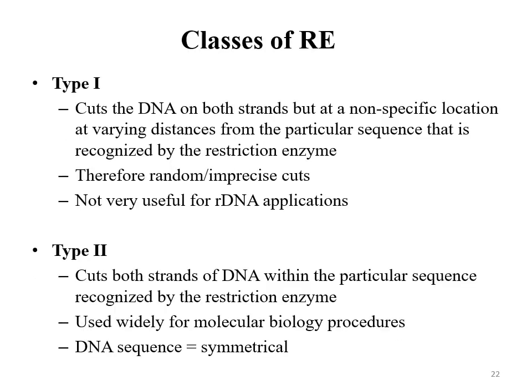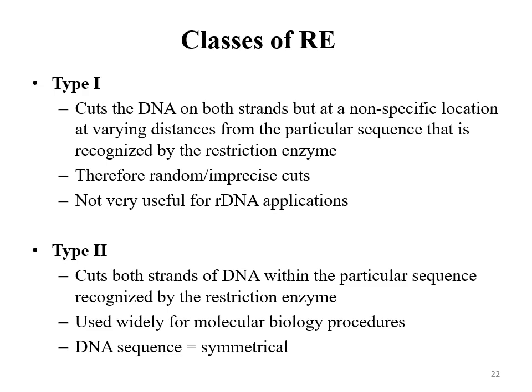There are two types of restriction enzymes. The first one cuts the DNA on both strands but at a non-specific location at varying distances from the particular sequences that are recognized by the restriction enzyme. Therefore, random imprecise cuts, so these are not very useful for recombinant DNA applications.